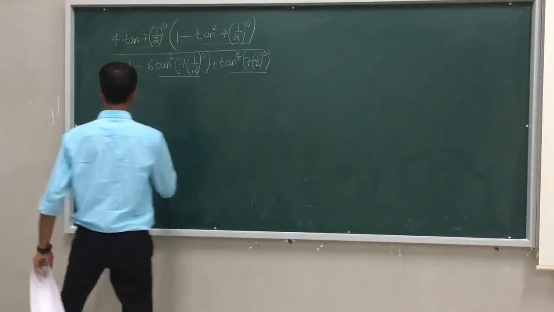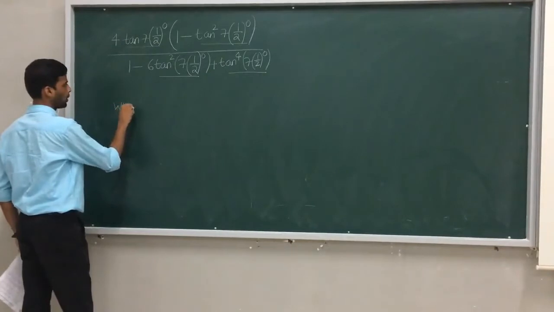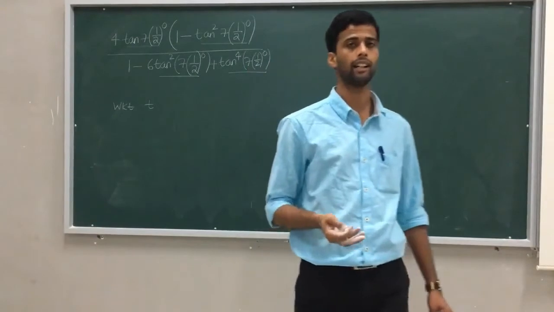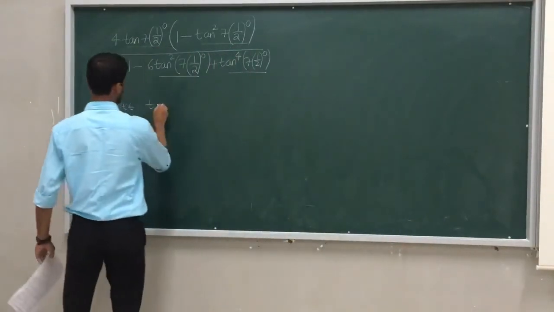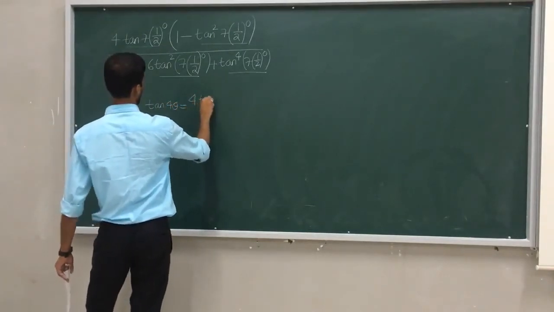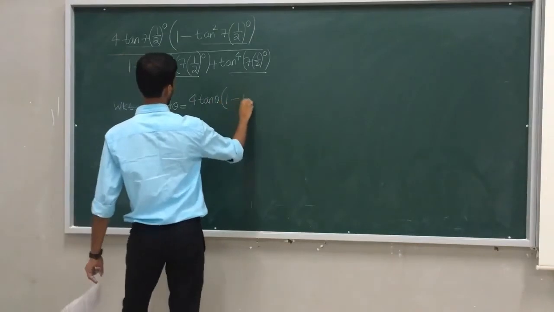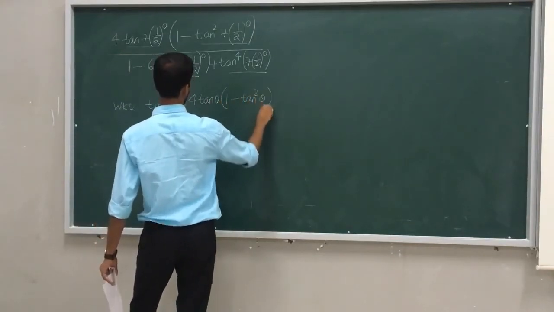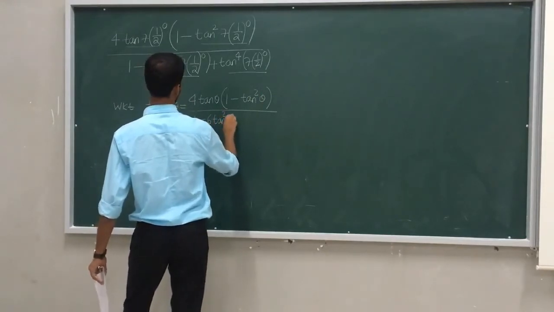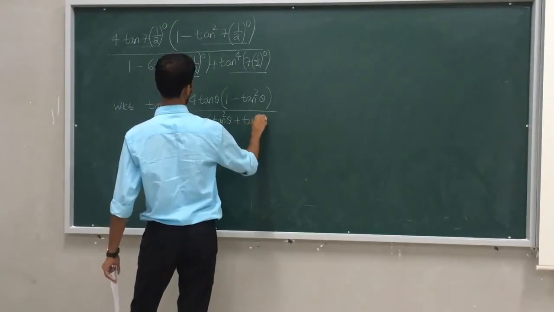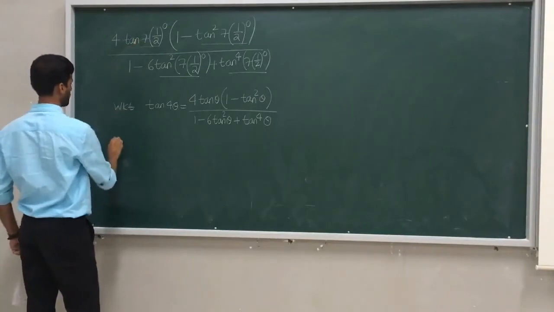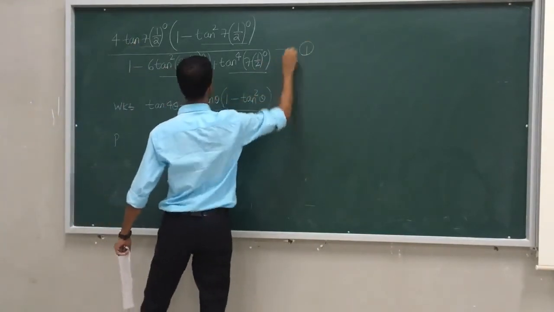Now, we have one formula. I gave it as homework because I taught you the tan theta formula, tan 2 theta, tan 3 theta, and told you to work out tan 4 theta. Always keep in mind, tan 4 theta can be written as 4 tan theta times 1 minus tan square theta, divided by 1 minus 6 times tan square theta plus tan raised to 4 theta. Call this equation number 1.